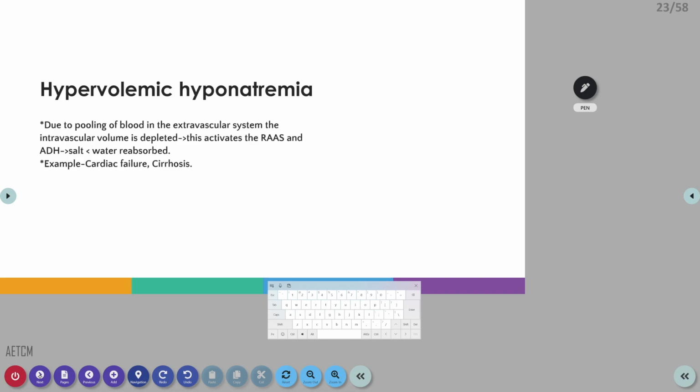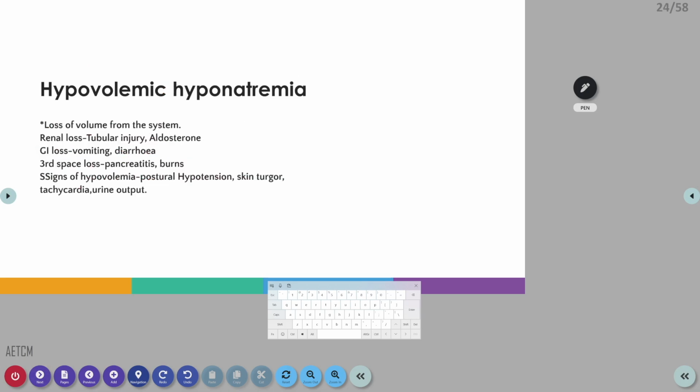Now we come to the types of hyponatremia. First one is hypervolemic hyponatremia. This is due to pooling of blood in the extravascular system, and therefore the intravascular volume is depleted. And when the intravascular volume is depleted, this activates the RAS. And we learned previously that when the RAS is activated and ADH is also produced, that leads to water and sodium reabsorption. The examples of hypervolemic hyponatremia are cardiac failure and cirrhosis.